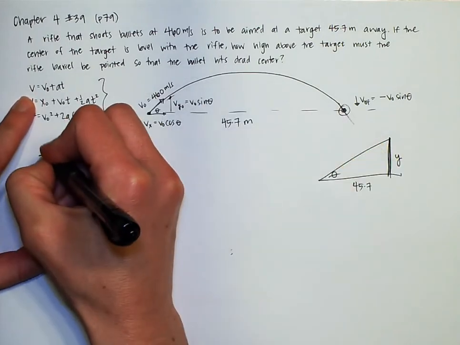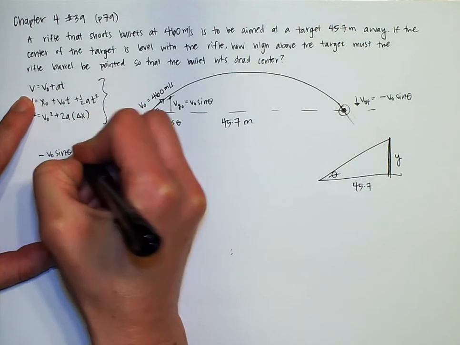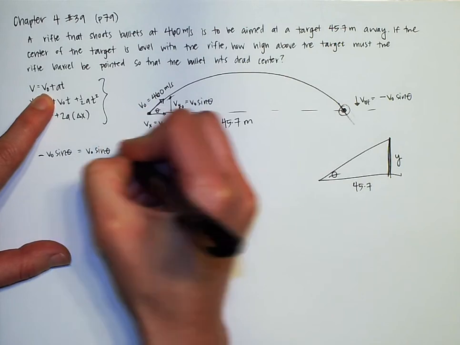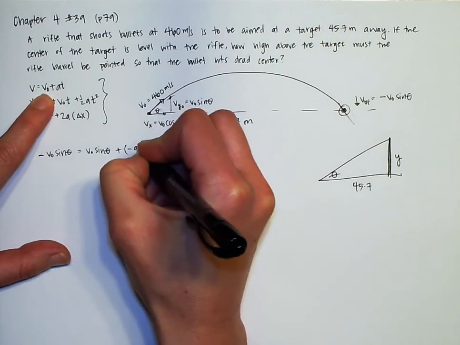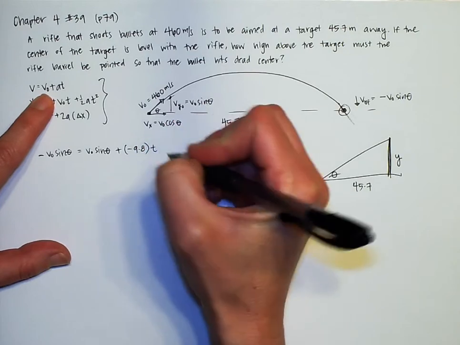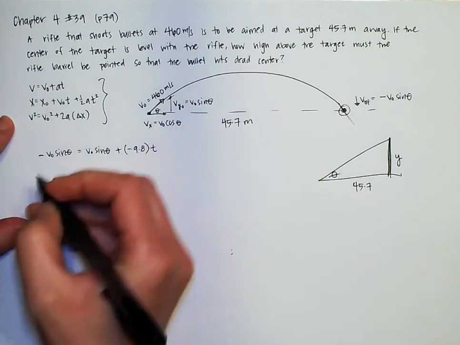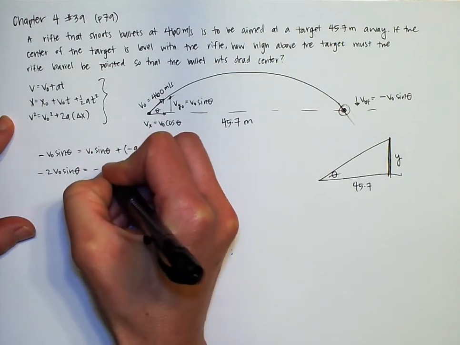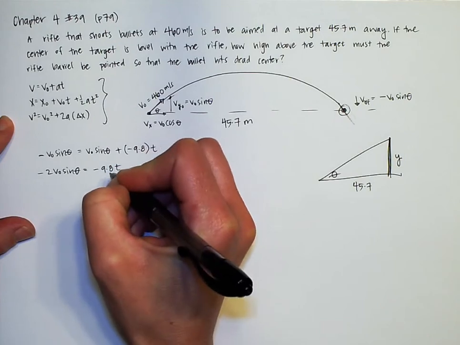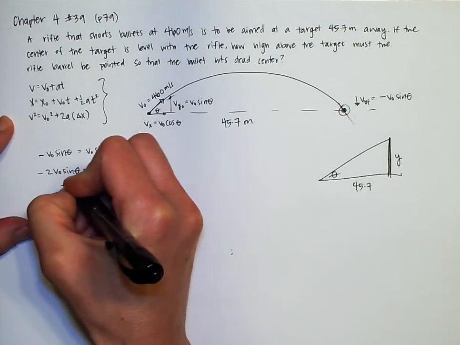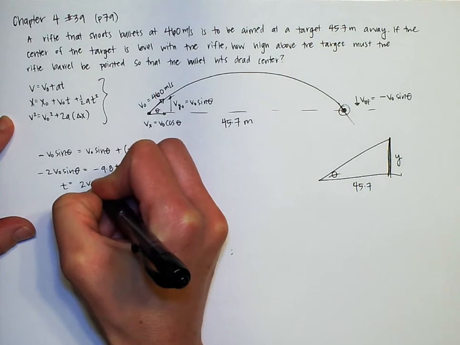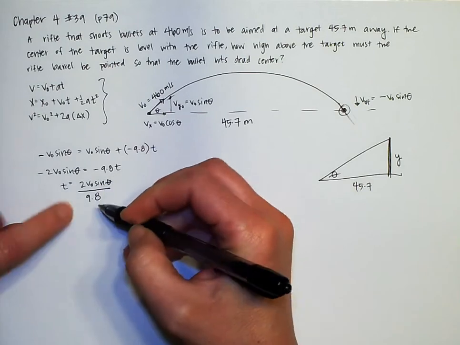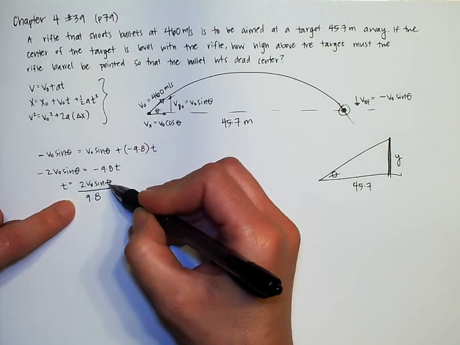So my final, I'll have negative V naught sine theta equals V naught initial, which is V naught sine theta, plus gravity is our acceleration, negative 9.8, times our time. And so I will move this over here and have negative 2 V naught sine theta equals negative 9.8 t. Then if I cancel out my negatives and solve for my time, I will find that I have 2 V naught sine theta over 9.8.